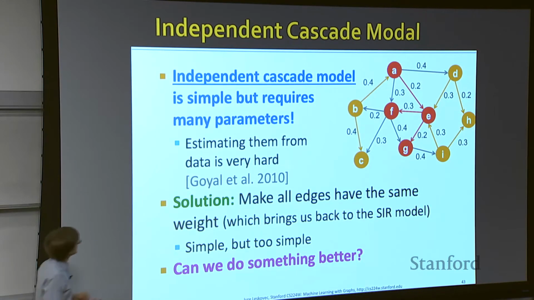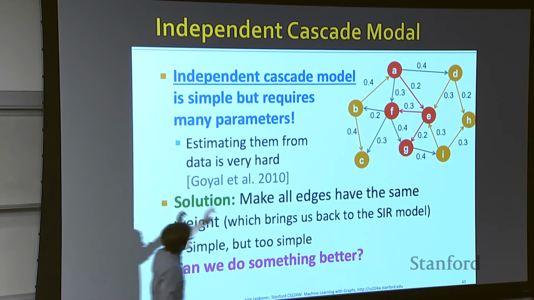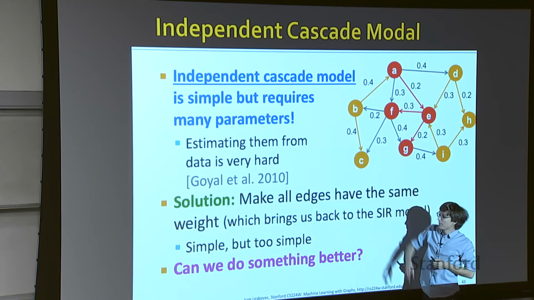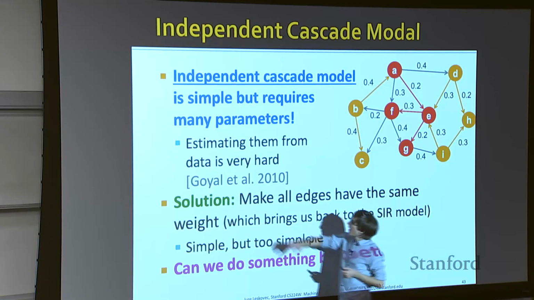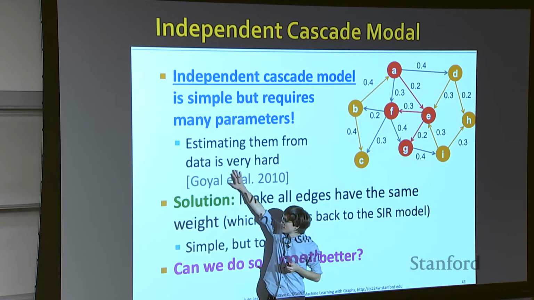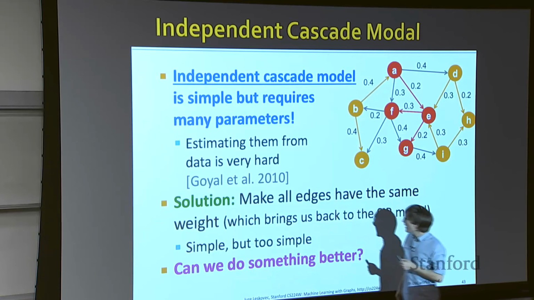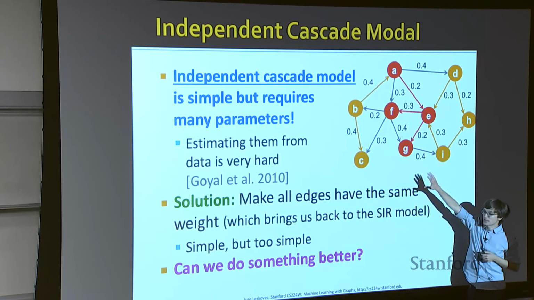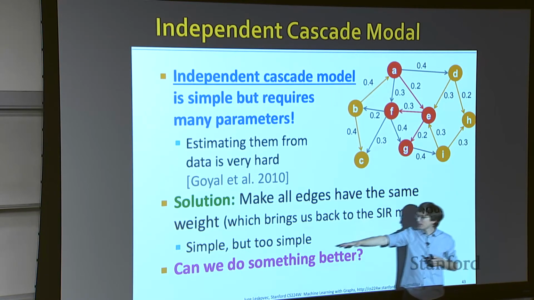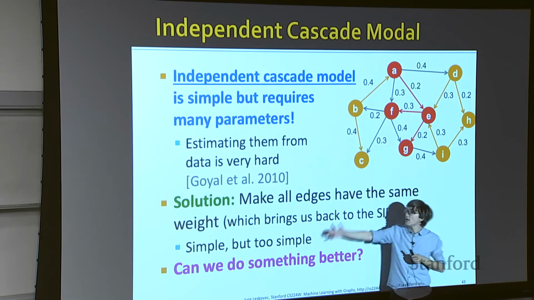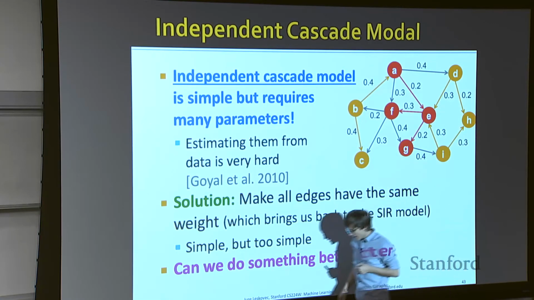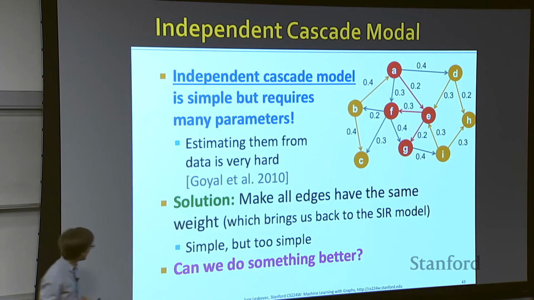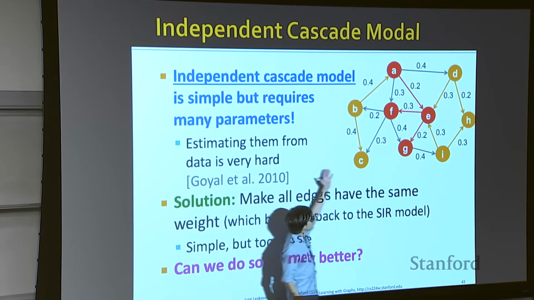So for example, what people have done is, rather than saying, if I have a real network, how would I estimate all these infection probabilities over each edge? Maybe I would try to estimate them from data, and that's very hard. So what people sometimes do is to say, let's make all the edge weights to be the same. But this is kind of too simple, right? You want some heterogeneity over the edge weights, but you don't want all of them to be different, and you don't want all of them to be the same.